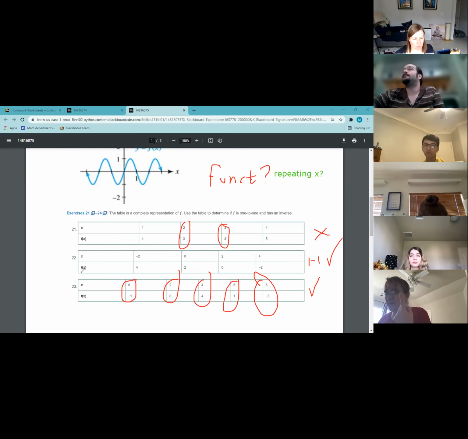If we have one point that has two inputs, we can't say it's one-to-one, right? No, but they're not going to do that because that's going to break the function definition of the original thing. So they're not going to repeat the X's, and then we have to check if the Y's repeat. If none of the Y's repeat, then each X has a unique Y, and we can say it's one-to-one.